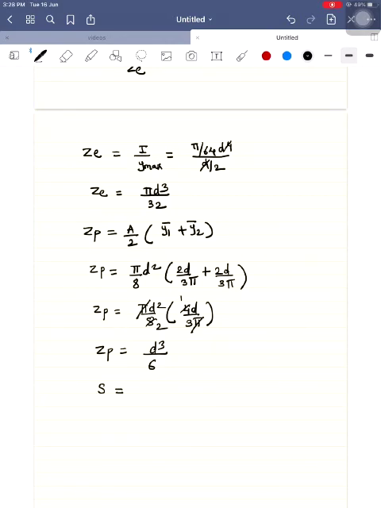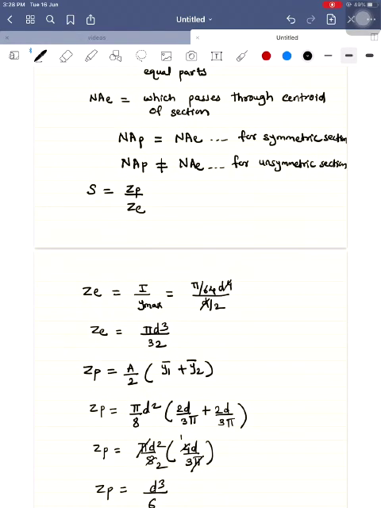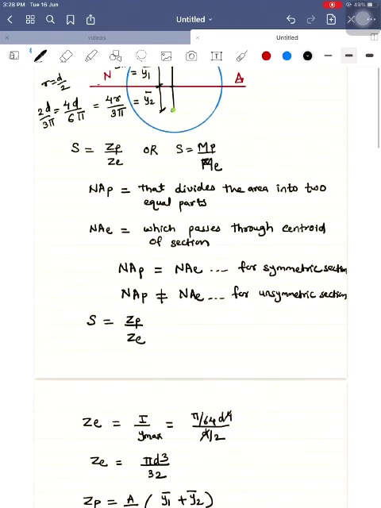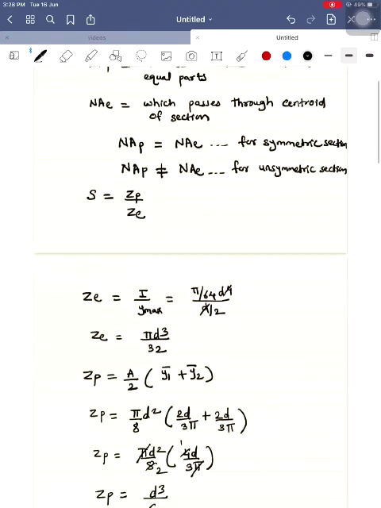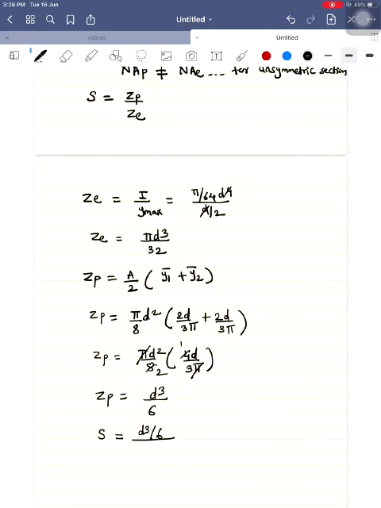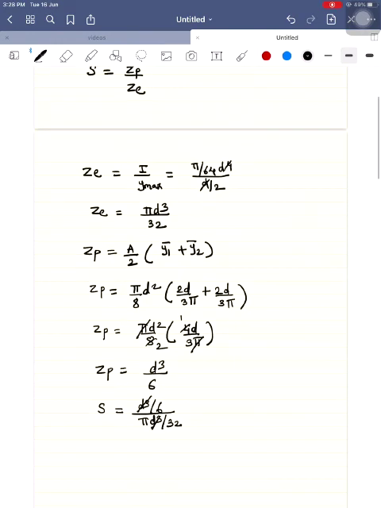Shape factor is equal to plastic sectional modulus to elastic sectional modulus. What is plastic sectional modulus? That is d cube by 6. This is plastic sectional modulus divided by elastic sectional modulus. What is elastic sectional modulus? Ze is equal to pi d cube by 32. This d cube and this d cube will get cancelled.